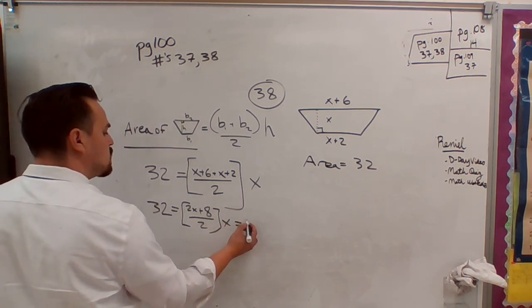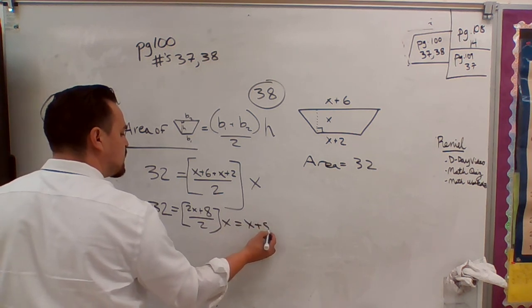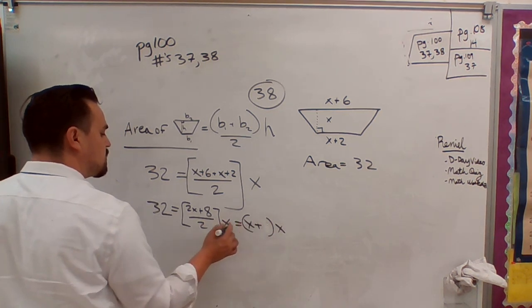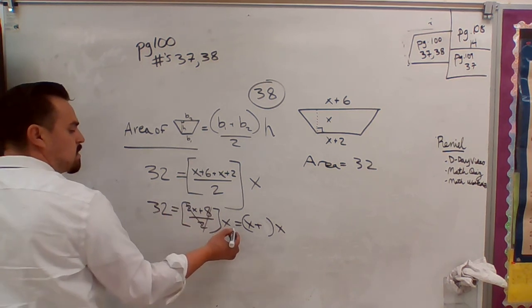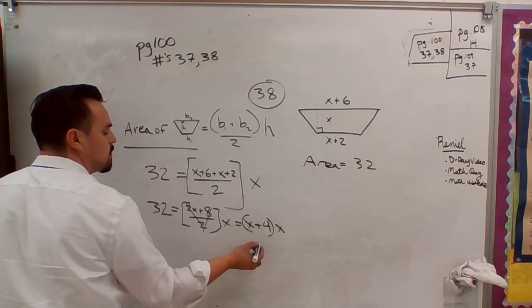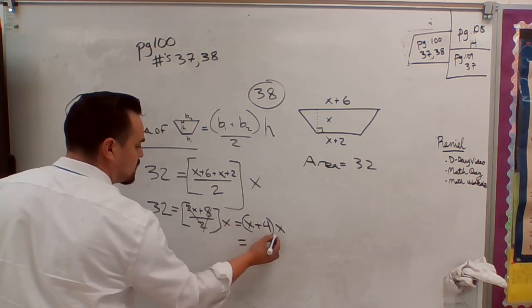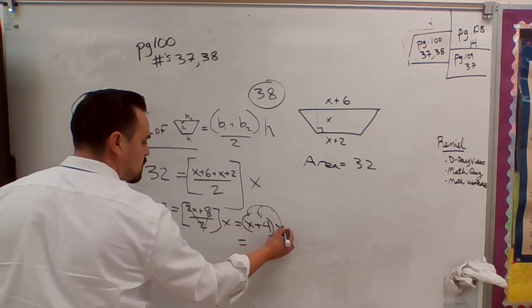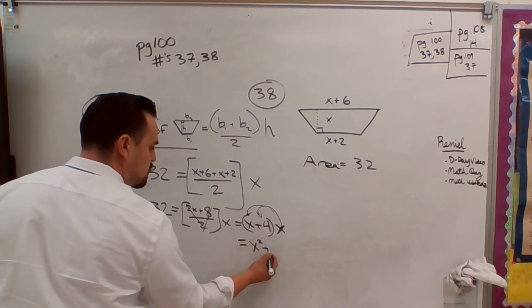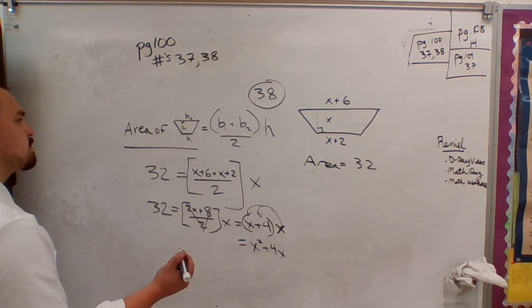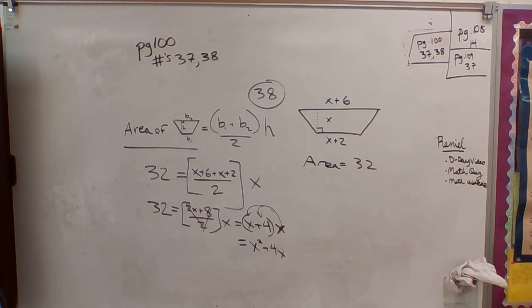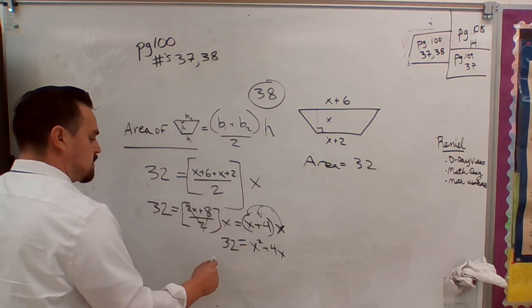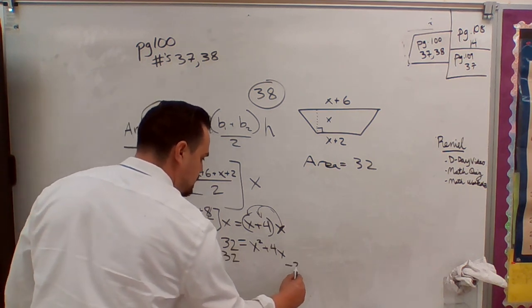That's going to equal x plus 8 times x. Ooh, not 8, because 8 divided by 2. That divides that, and it divides that. So the 2's cancel out, but the 8 becomes 4. And then you're left with this, which is just going to simplify down to, once you distribute this x back in, x squared plus 4x is equal to 32.